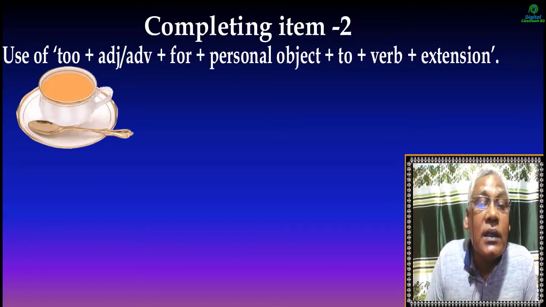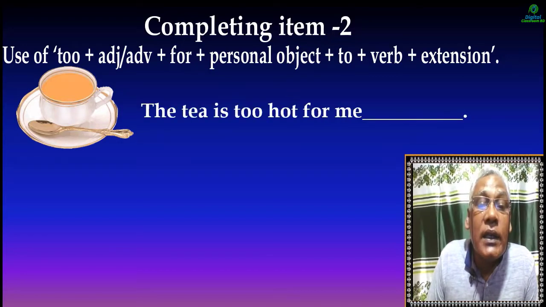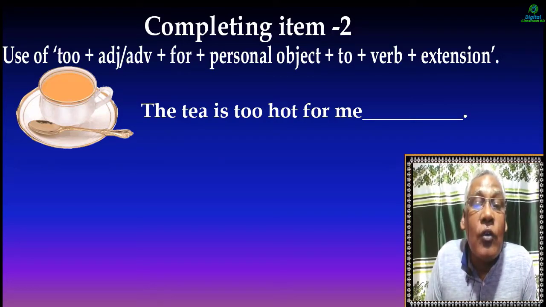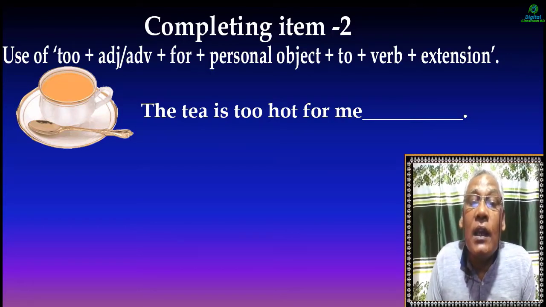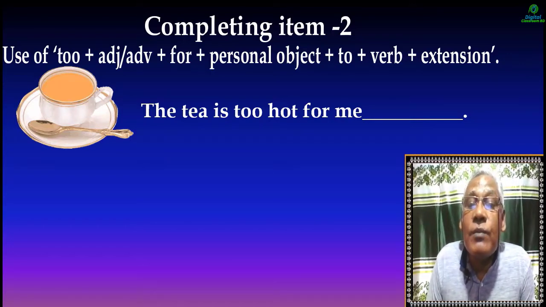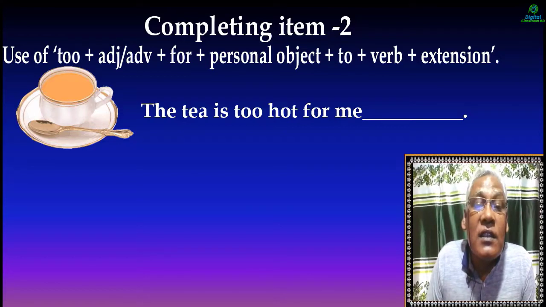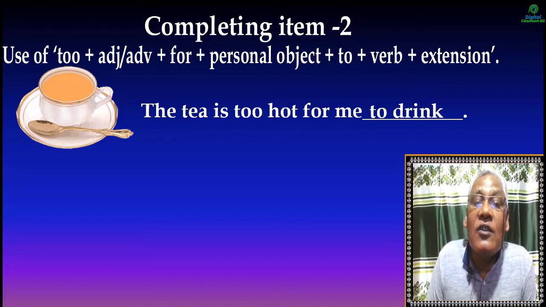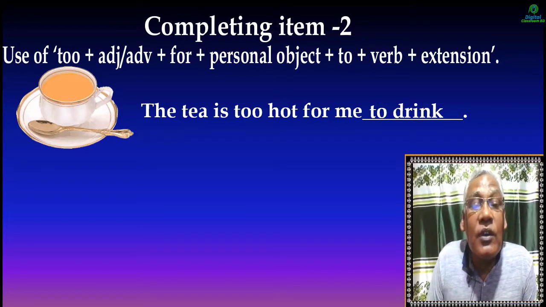What can you see? It's a cup of tea. The tea is too hot for me. Look at it. The tea is too hot for me. So what have we got? We have got to plus adjective hot plus for plus personal object me. Now you have to use to plus verb plus extension. The tea is too hot for me to drink. To plus verb. Have you noticed it?